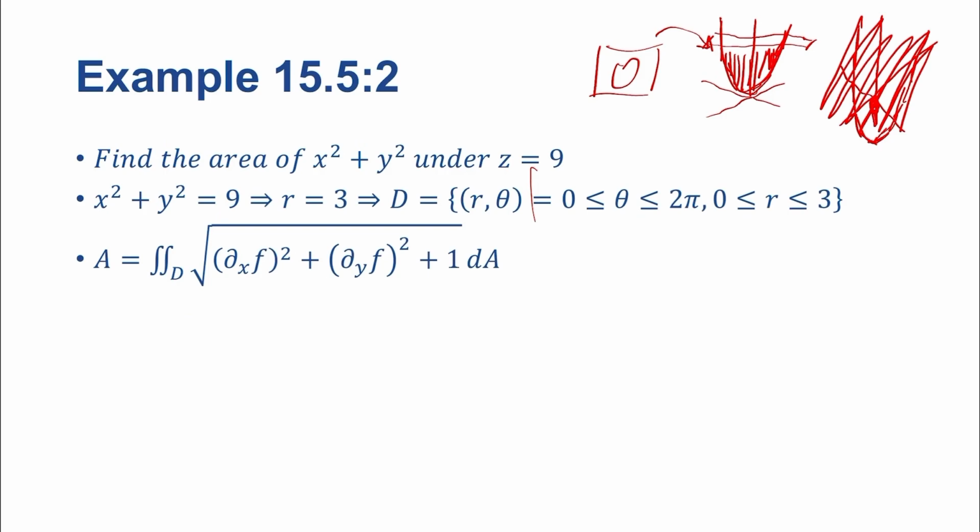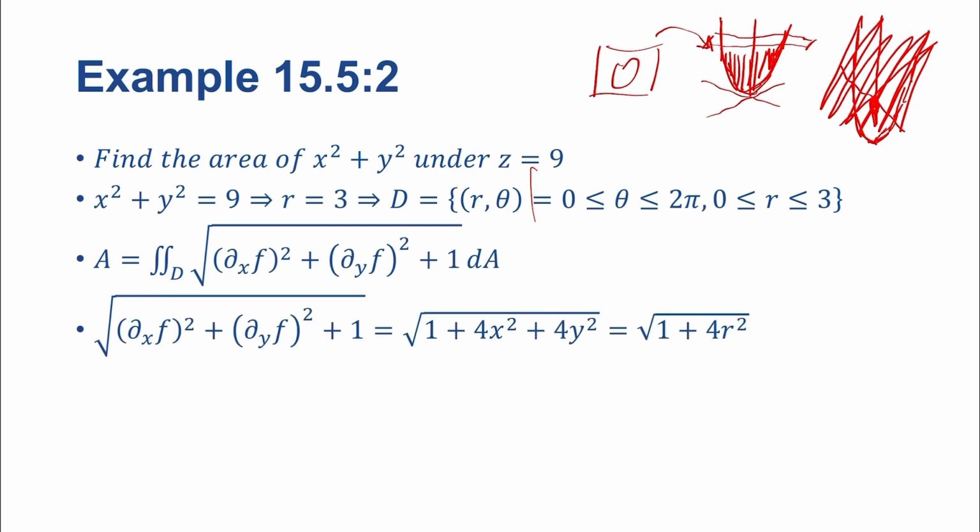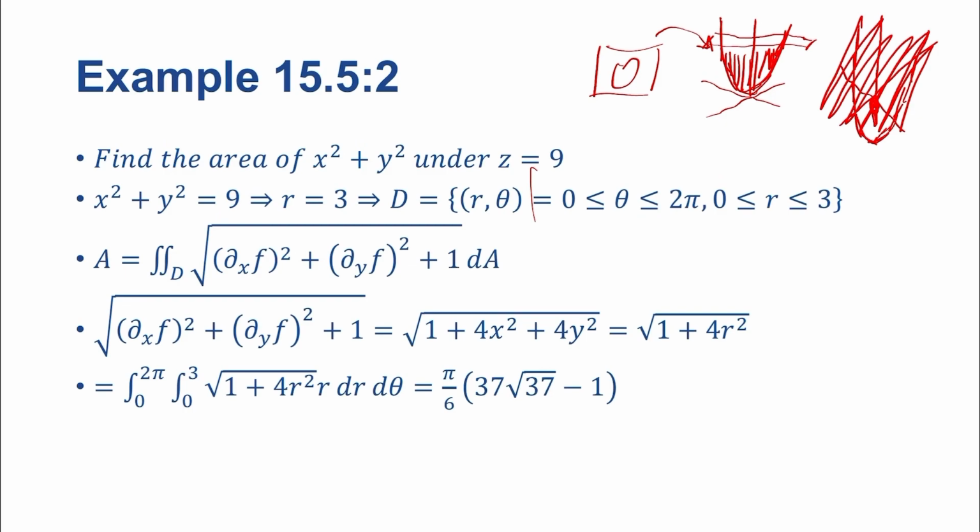Okay, so now, again, we want to find our surface area, so we want to find our little square root thing. If I find the square root thing in terms of x and y, I get the square root of 1 plus 4x squared plus 4y squared. Obviously, we want this in terms of r and theta. We only really need to worry about r because we can recognize x squared plus y squared as r squared, so we get the square root of 1 plus 4r squared. This leaves us with the integral between 0 and 2 pi of the integral between 0 and 3 of the square root of 1 plus 4r squared times r dr d theta.